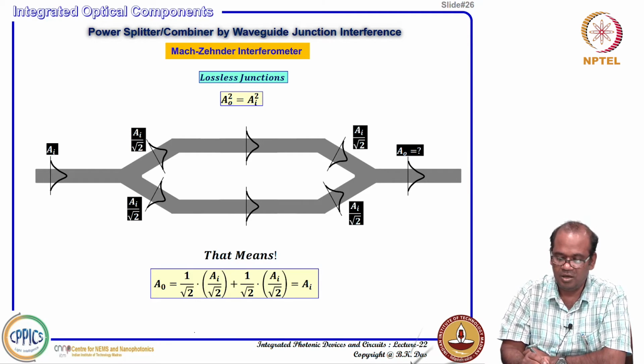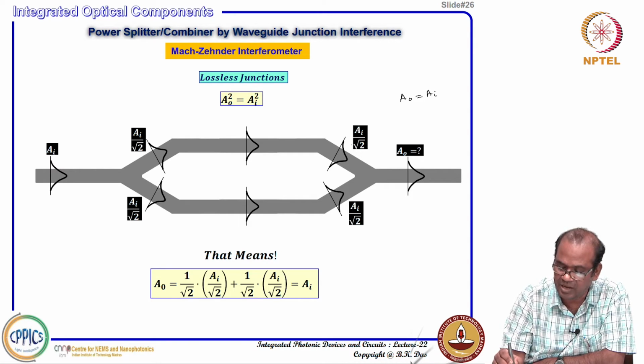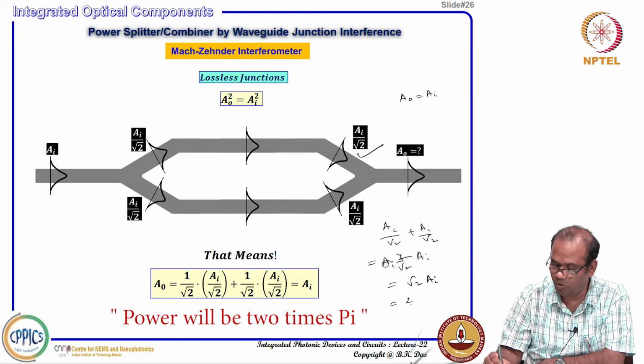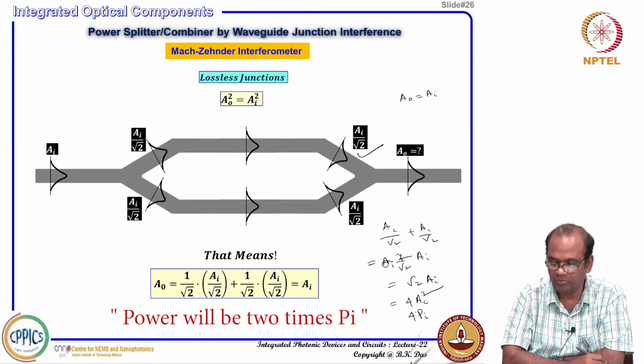what that means. If A equals AI, but here you are getting AI/√2 and AI/√2. If you simply add them, you would get 1/√2 plus 1/√2, that is 2/√2 times AI. That means you would get √2 AI. √2 AI means the power would be 4 times AI squared. If you simply add, then the power will be 4 times Pi.